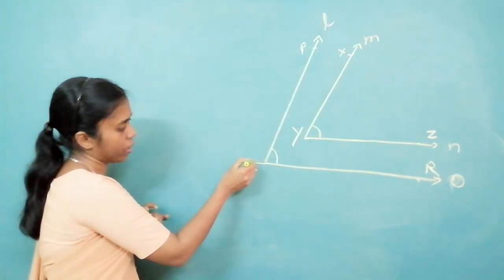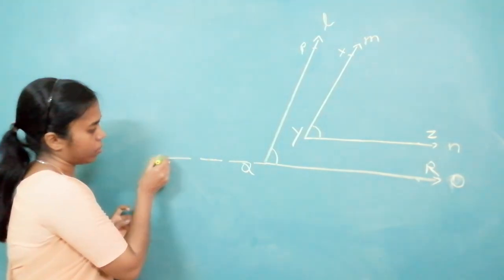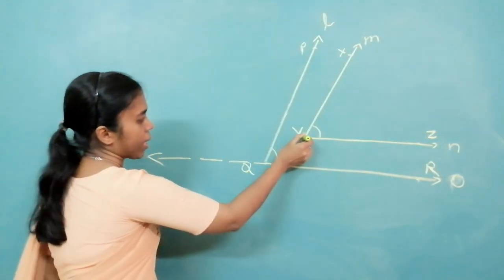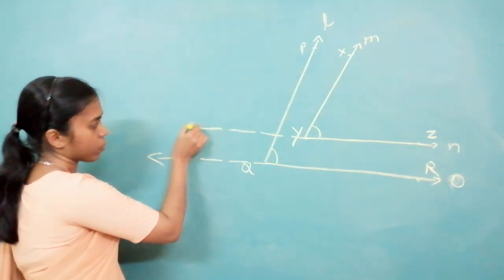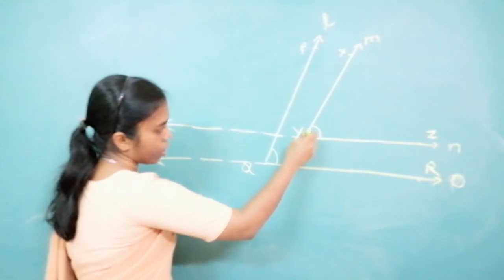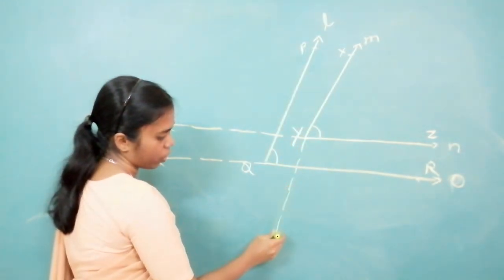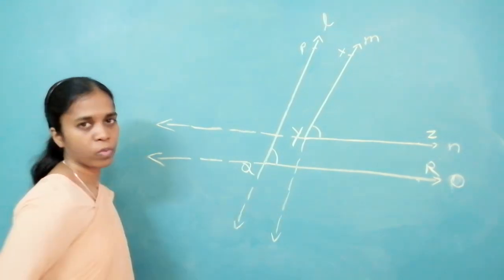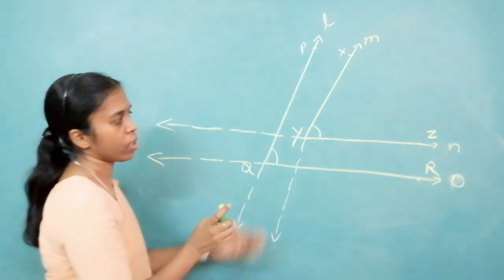I will extend it. So now I have line O. Similarly, I extend this. So I have line N. I extend this also below. This is for you to understand. This also I extend it below. Now you look at it.